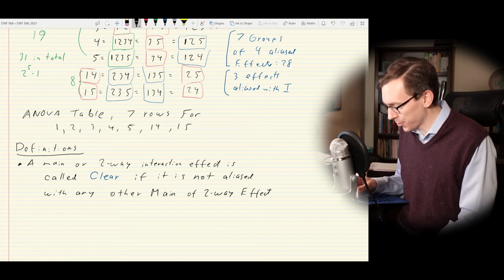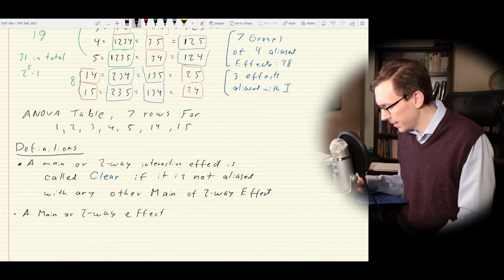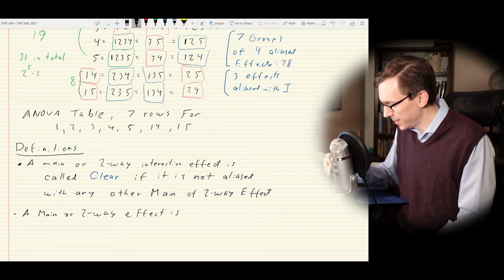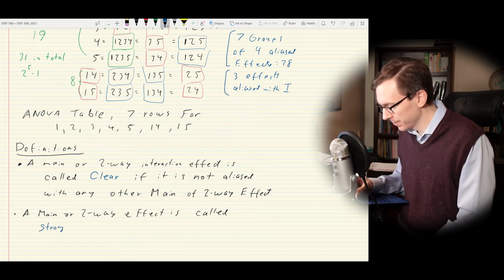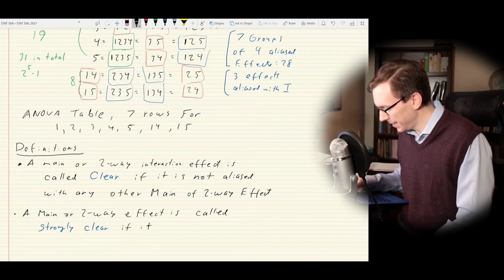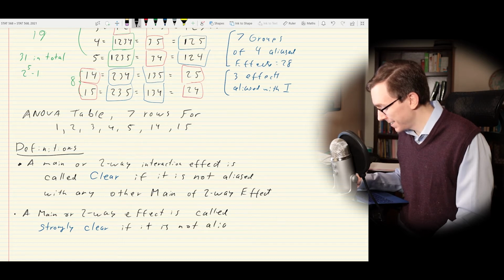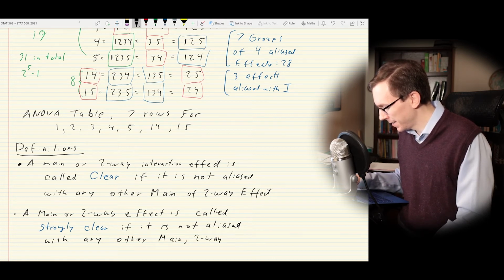Right, and then that leads to strongly clear. A main or two-way effect is called, let's say, strongly clear if it is not aliased with any other main, two-way, or three-way effect.